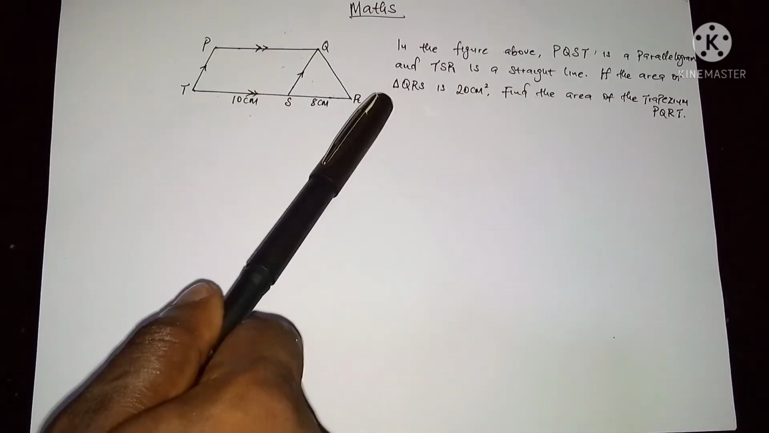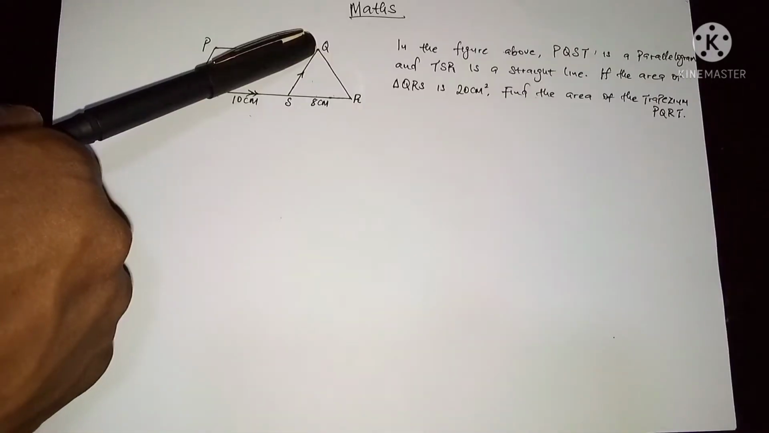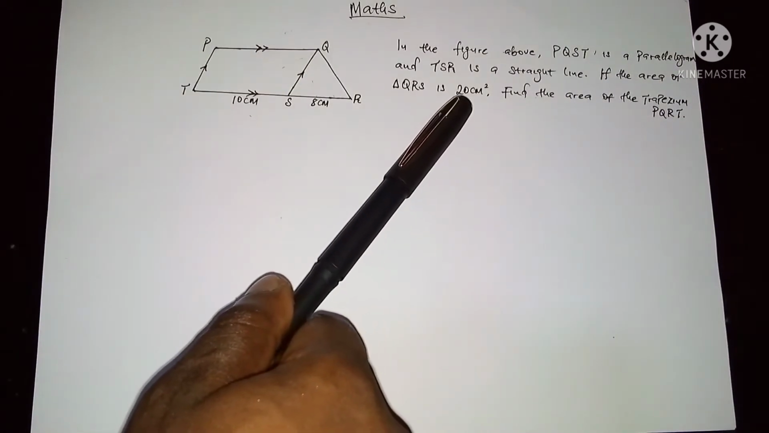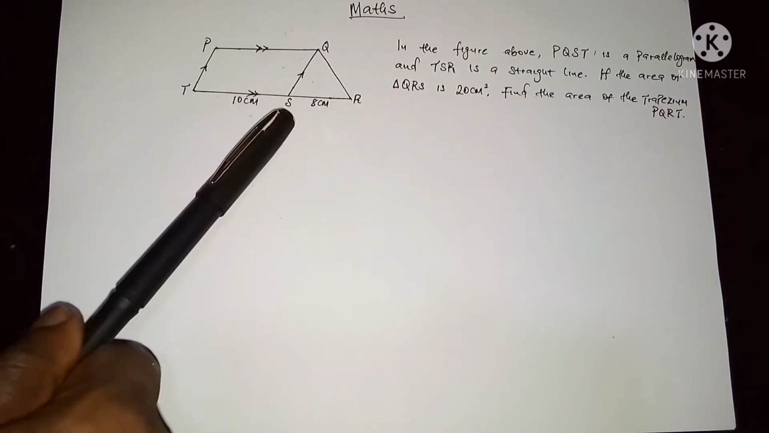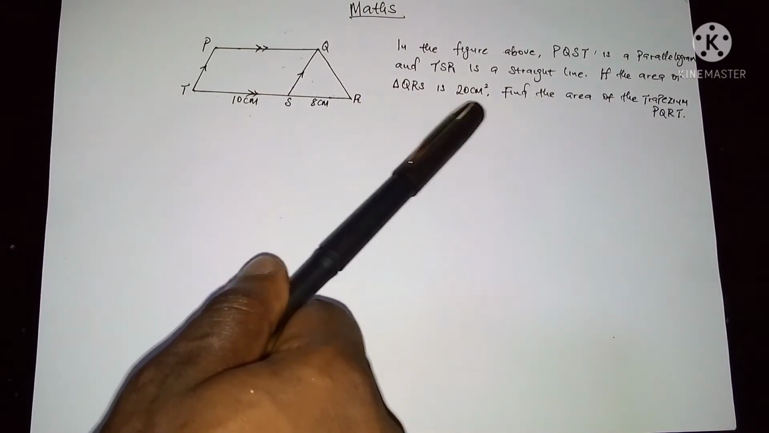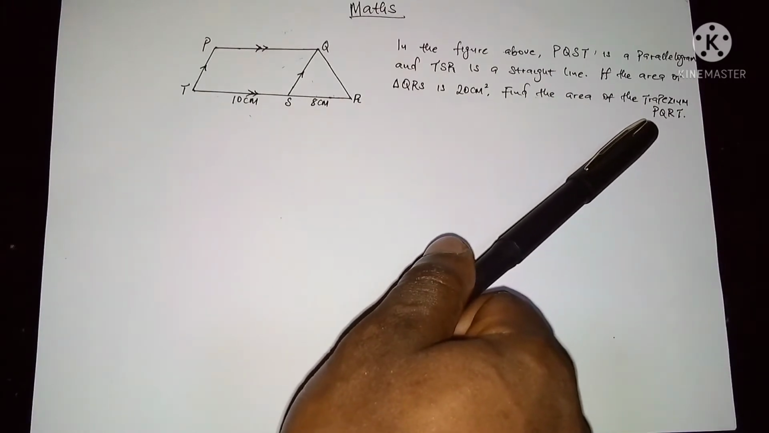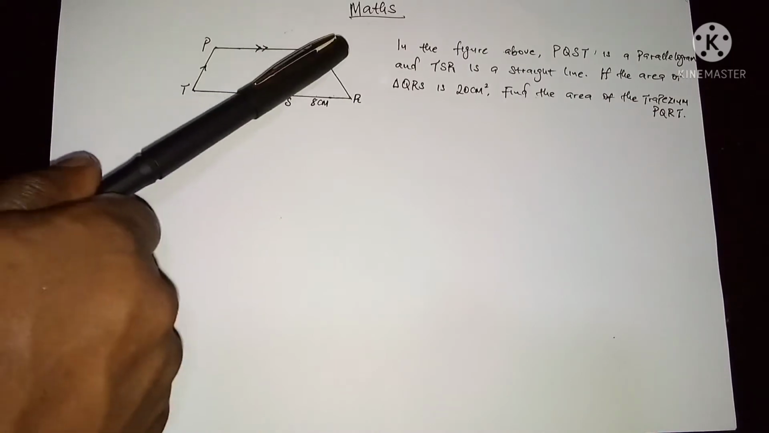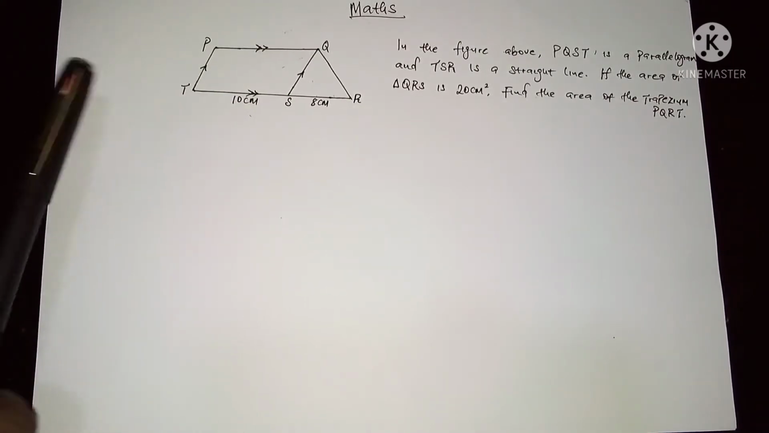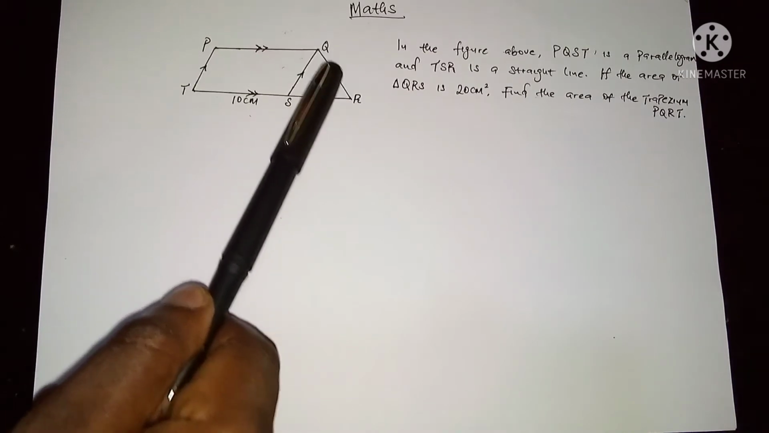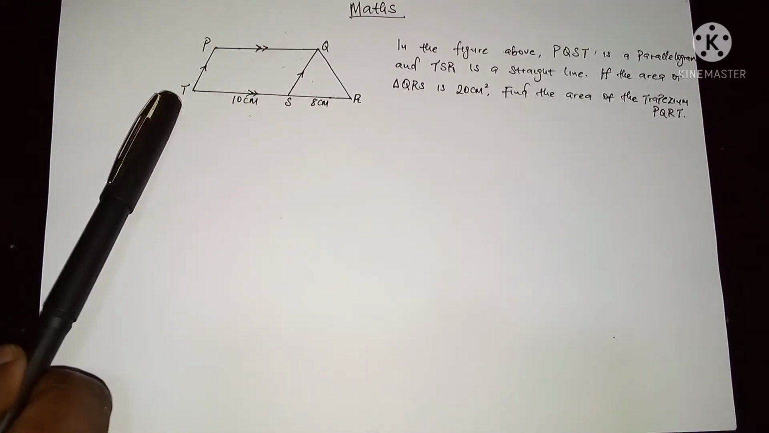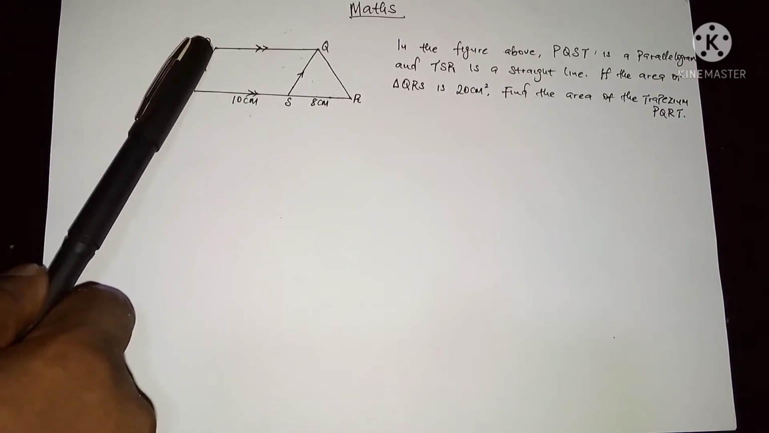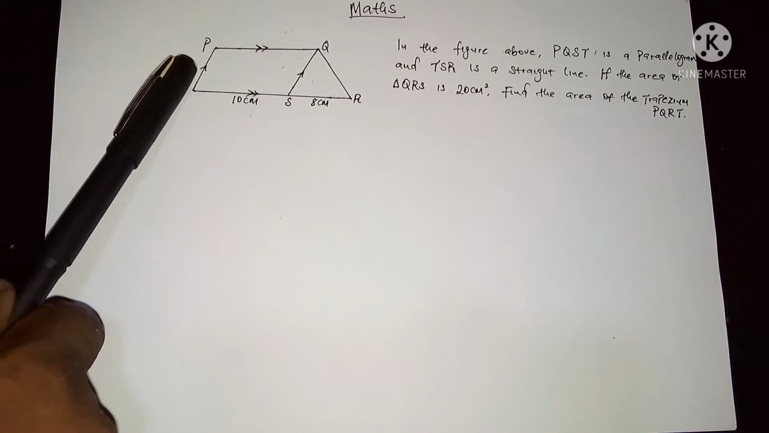If the area of triangle QRS is 20 centimeters squared, find the area of the trapezium PQRT. The trapezium PQRT, which is from this side down to this place, straight to T, up to P again, is what we call a trapezium, right?